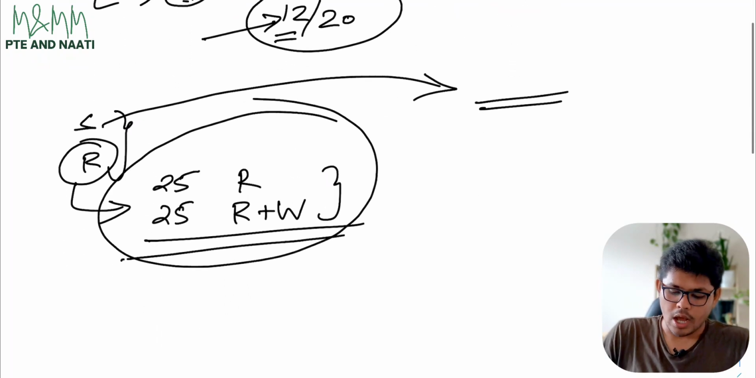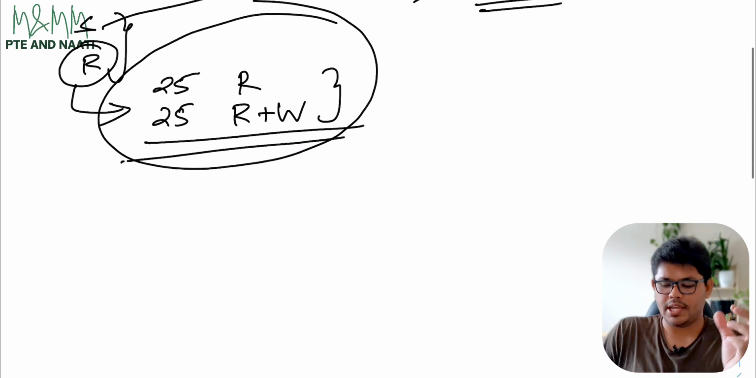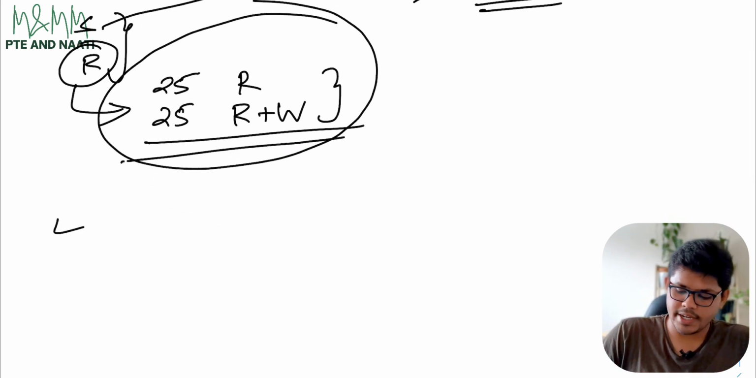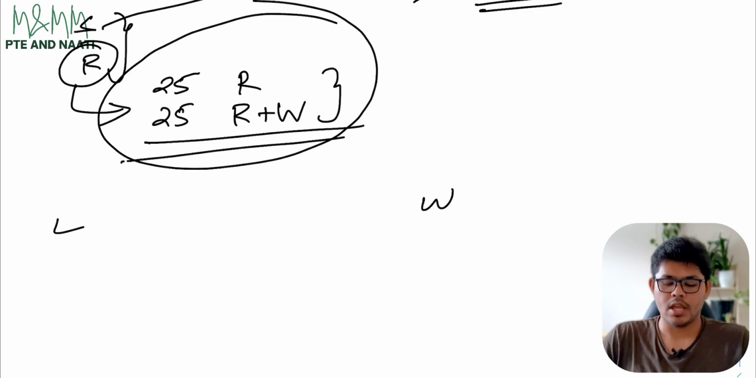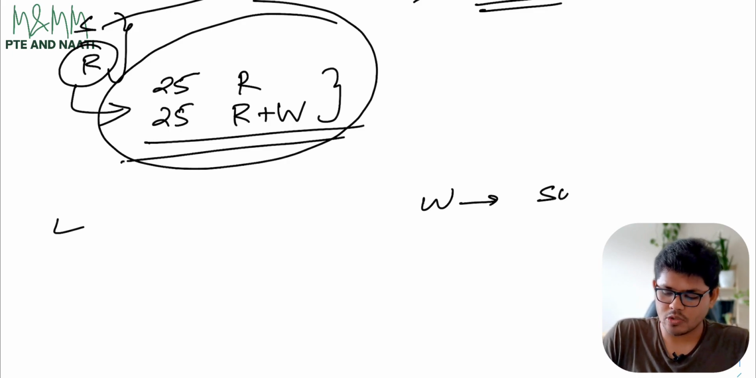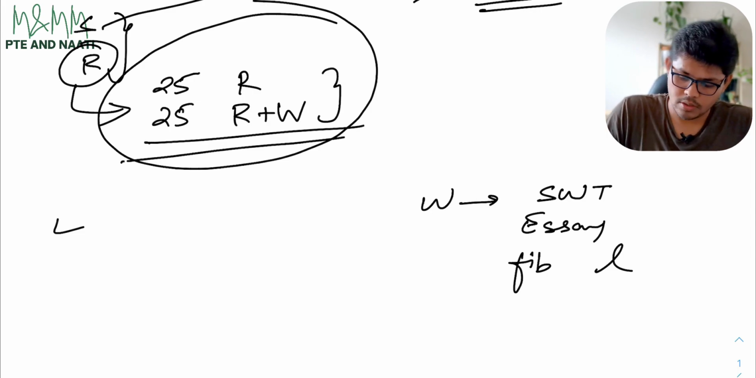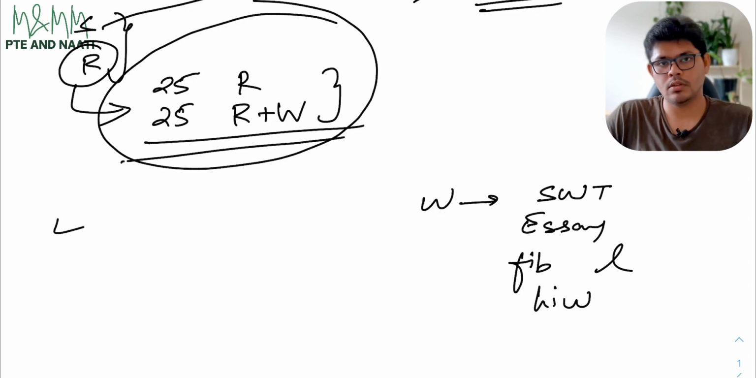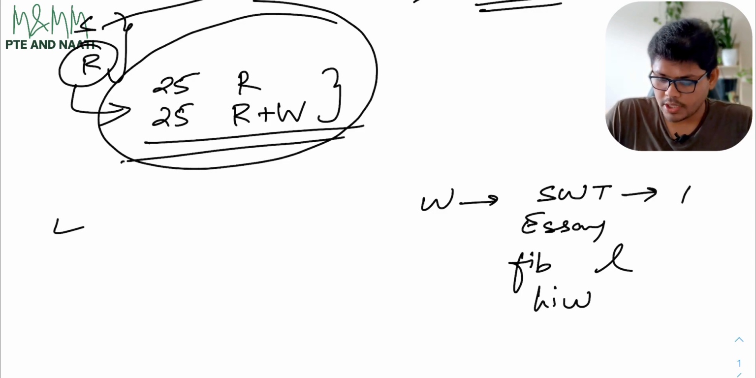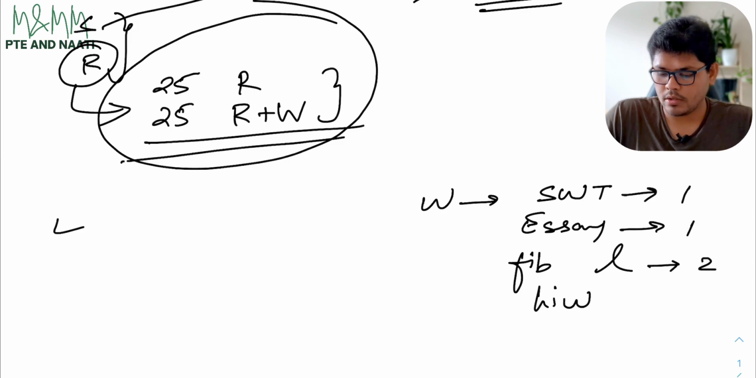Now, apart from speaking and reading, either do listening today or writing today. When I say writing, it has to be summarize written text, it has to be essay. Also include fill in the blanks listening, not reading, and highlight incorrect words. Okay, 1 summary, 1 essay, 2 blanks, 2 incorrect words.